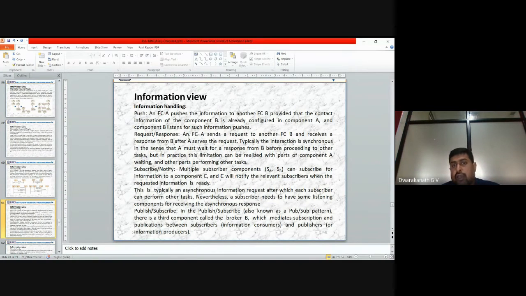Request and response. Functional component A sends a request to another functional component B and receives a response from B after B serves the request.